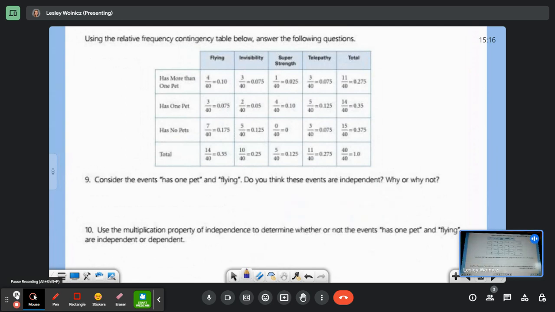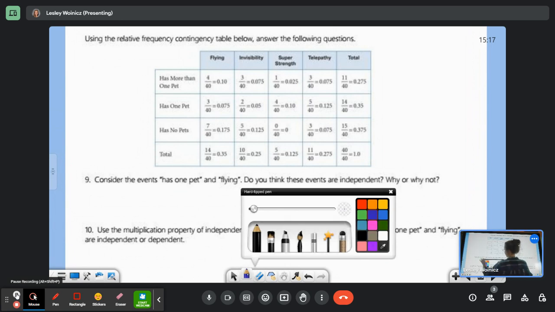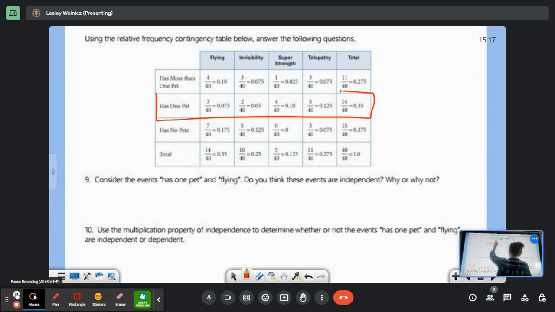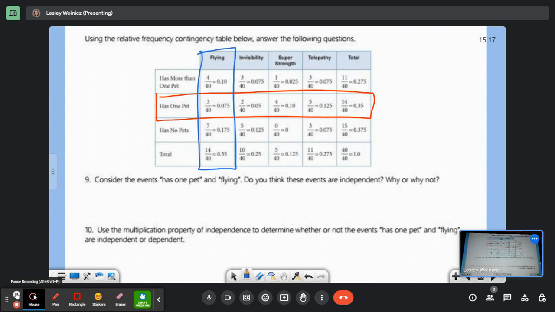Relative frequency: we have this contingency table and we have to answer these questions. We have to consider the events has one pet and flying. Are these independent, do you think? I don't know that I can really tell just by looking at it. What's your gut say? Maybe independent, we don't really know. Hard to say.